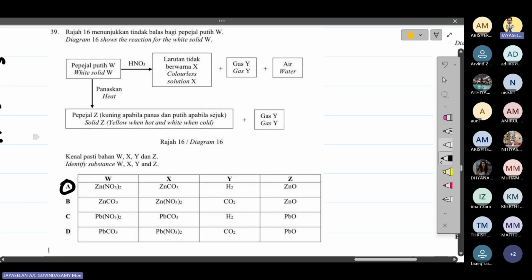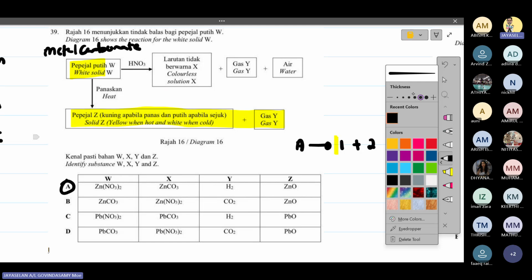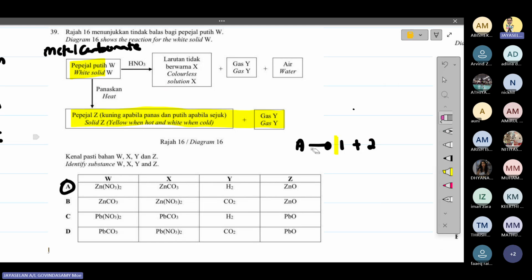Let's see. Your starting point should be here, the heating. This is your starting point. When you take A and heat it, you get one product, and another product, so two products. Two products, so you put this is what? Metal carbonate. Any question? Just put metal carbonate.